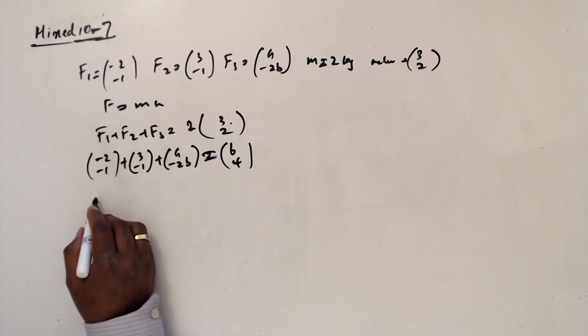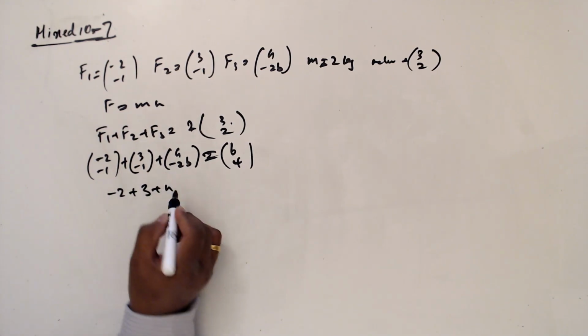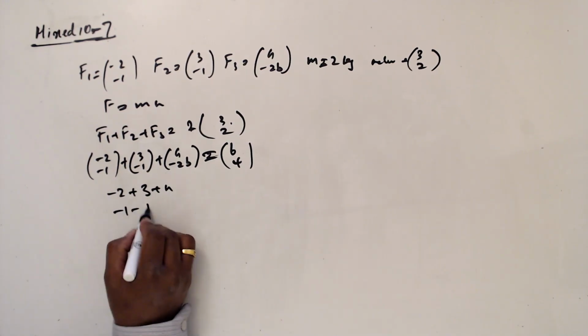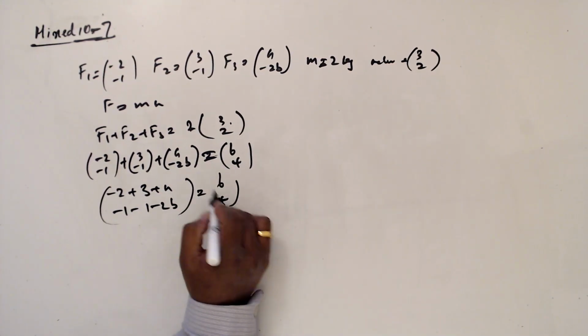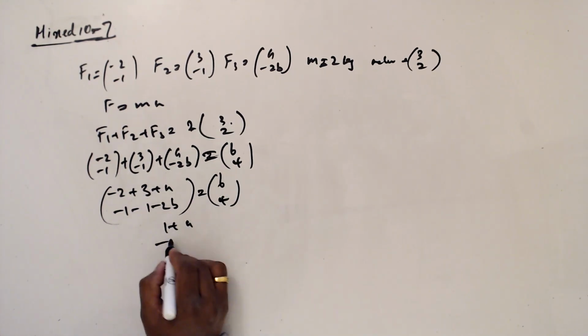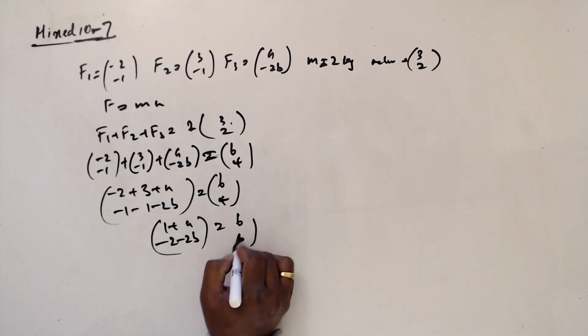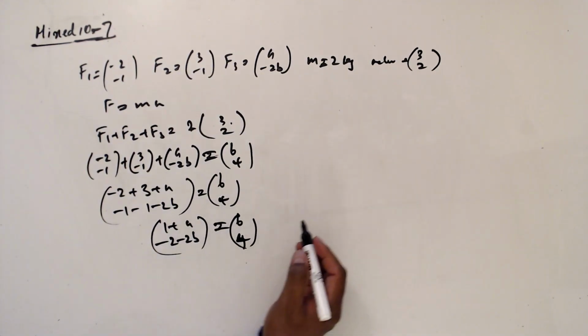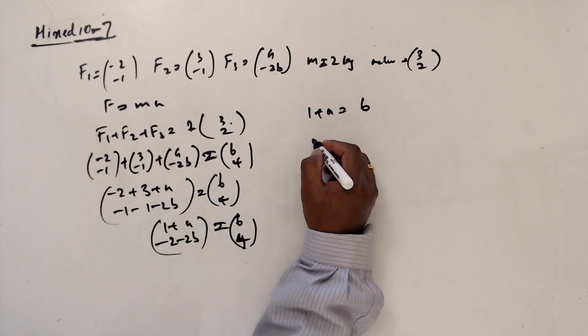Then this is going to be minus 2 plus 3 plus a, minus 1 minus 1 minus 2b equals 6 and 4. So this is going to be 1 plus a, minus 2 minus 2b, equals 6 and 4. Then 1 plus a equals 6.